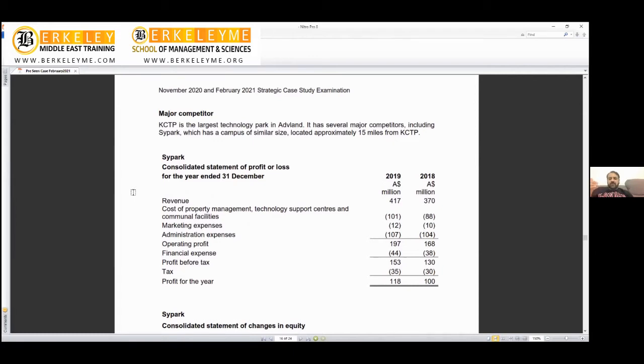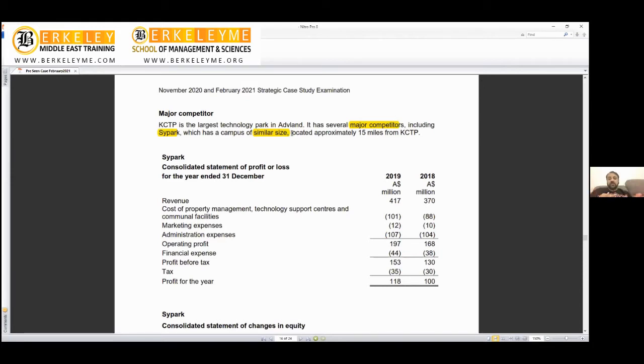As I expected, we can't compare only ourselves with ourselves. So he gave us a major competitor now. KCTP is the largest technology park. It has several major competitors, including Sci Park. Sci Park is a competitor which has a campus of a similar size, right? So I'm satisfied that we are comparing apple with apple, mango with mango, meaning similar size.